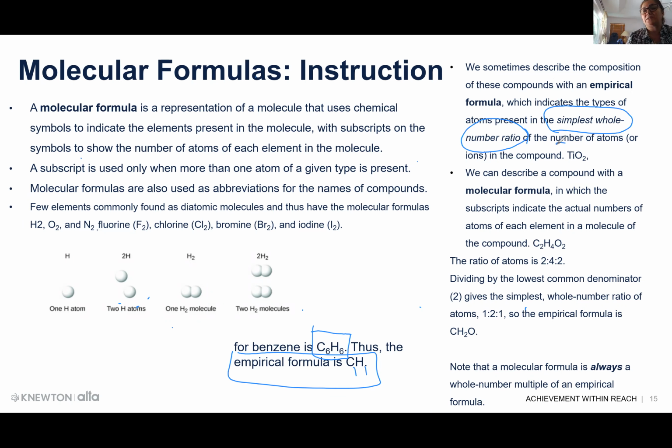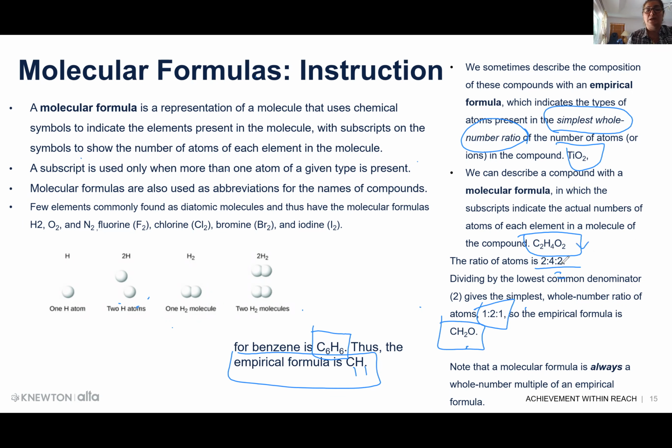Like TiO2, the empirical formula is TiO2, and the molecular formula also is TiO2. But other times, when you are looking at a compound like acetic acid, C2H4O2, the actual number is a 2:4:2 ratio, but the lowest ratio, if you divide all of them by 2, is going to be 1:2:1. So when you have the lowest ratio, this is the empirical formula, but when you have the actual number, it's called the molecular formula.